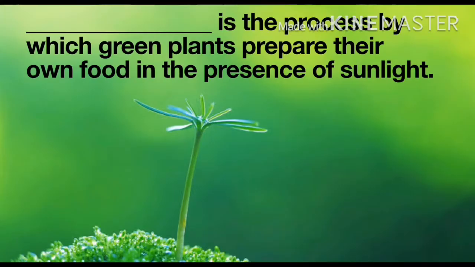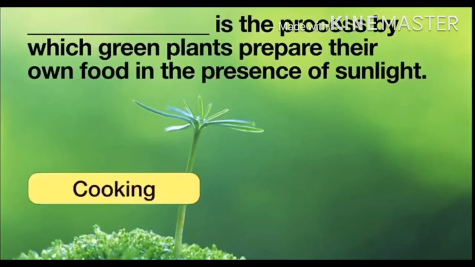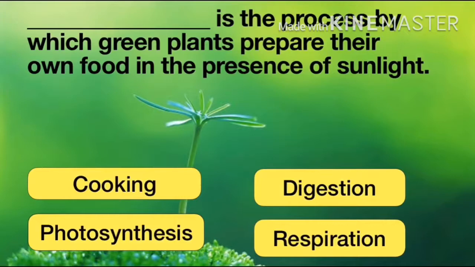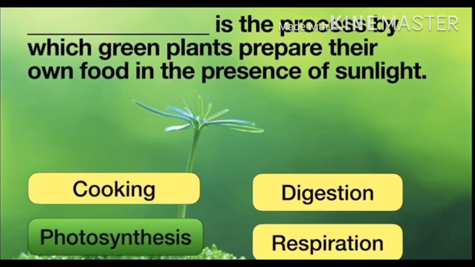Dash is the process by which green plants prepare their own food in the presence of sunlight. Options are cooking, digestion, photosynthesis, respiration. And the right answer is photosynthesis.